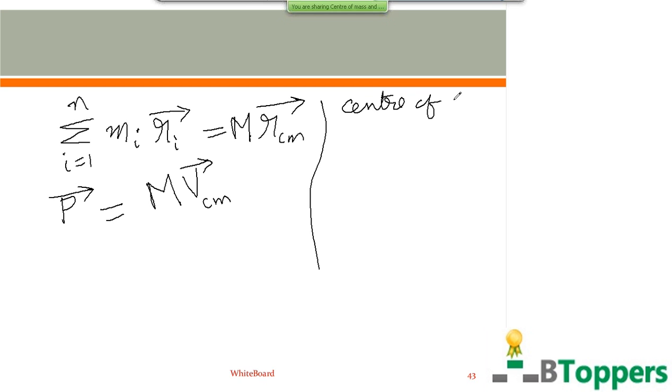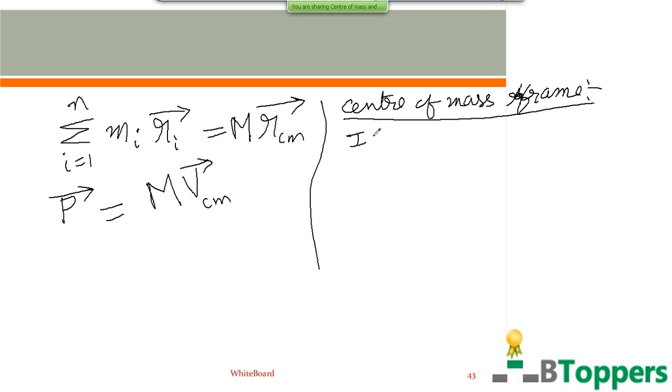The frame of reference or coordinate system in which the position of the center of mass is taken as the origin of the coordinate system is called the center of mass frame or center of mass reference frame. The coordinate system in which we choose the position of center of mass as the origin is called center of mass frame of reference.